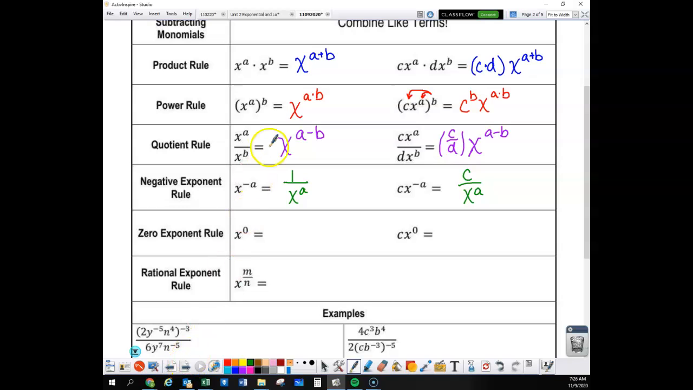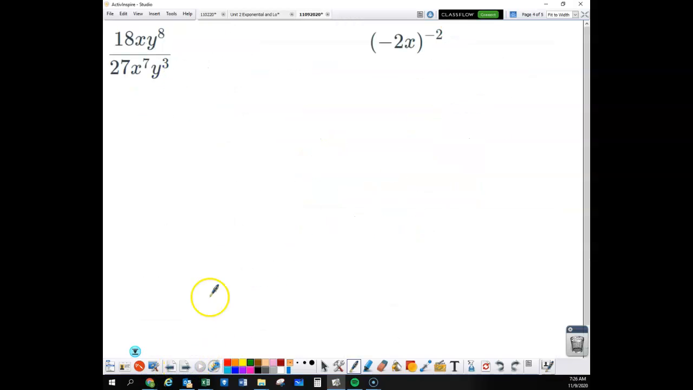So negative exponent means we put it in the denominator. These are the two rules we just did, the quotient rule and the negative exponent. So let's do two examples on that. Over here, I'm going to do this one first. Negative 2x raised to the power of negative 2. We're going to use the power rule, right? So we're going to raise negative 2 to the power of negative 2, and then x to the power of negative 2.